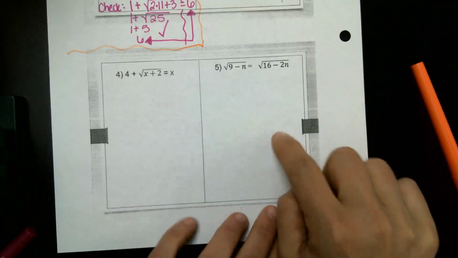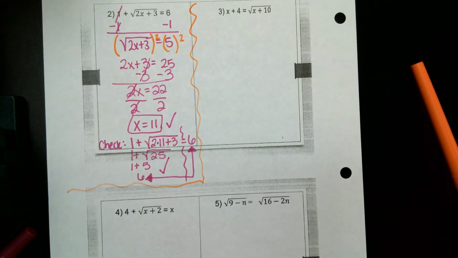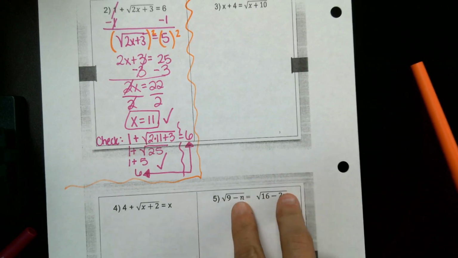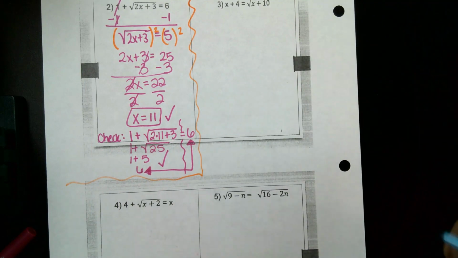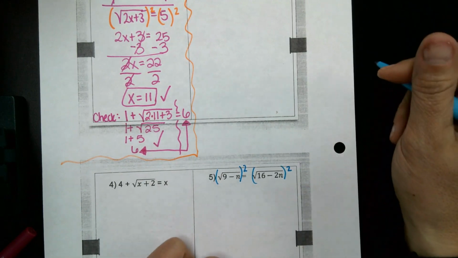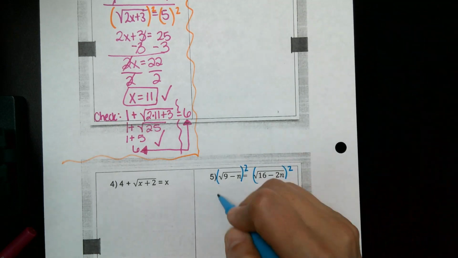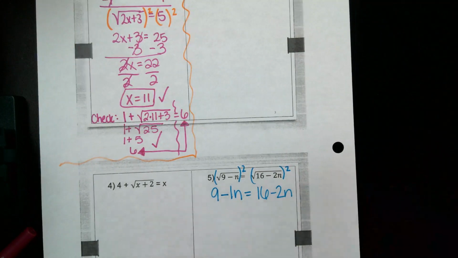All right, let's do this problem next, number 5, because this one's really simple. If you guys look at number 5, you see how there's a radical on both sides? There's one radical here and one radical here, but aren't both of them isolated already? So if they're already isolated, don't we just get to square both sides right from the beginning? Okay, so we're just going to go ahead and square both sides. And when we square both sides, the symbols just disappear, right? So you have 9 minus 1n equals 16 minus 2n.